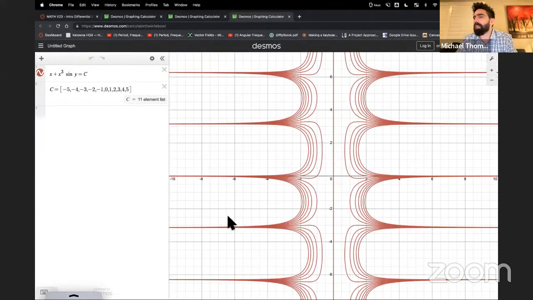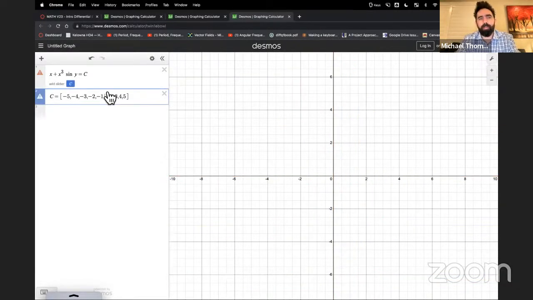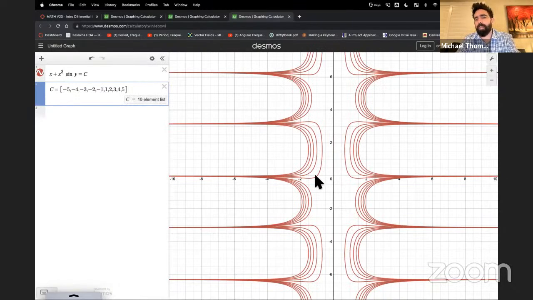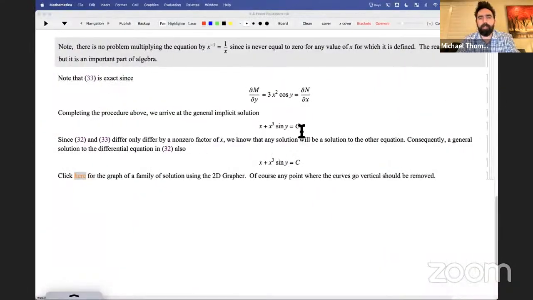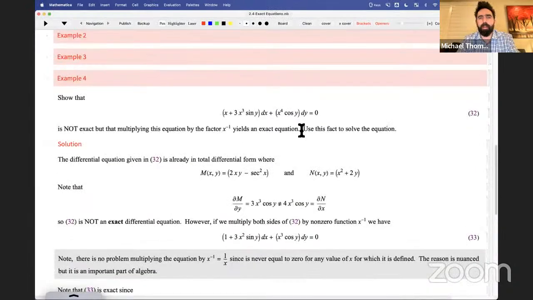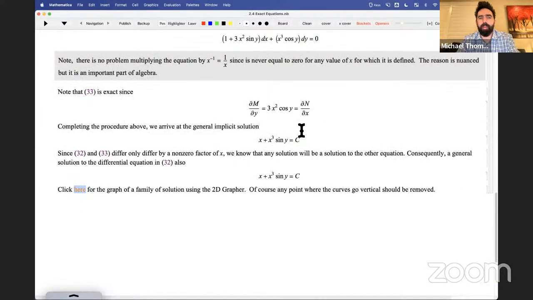So here's your solutions. They look like so. And you could investigate this. I should probably not include 0. There we go. Okay, and you guys can play around with that. All right, so that's exact equations. That's basically the general method.